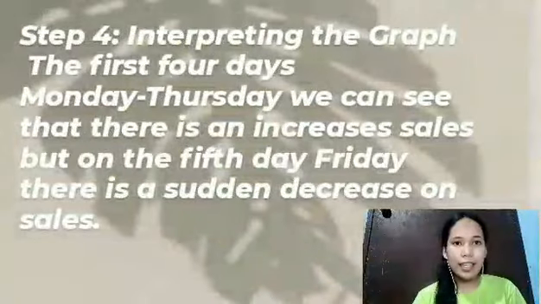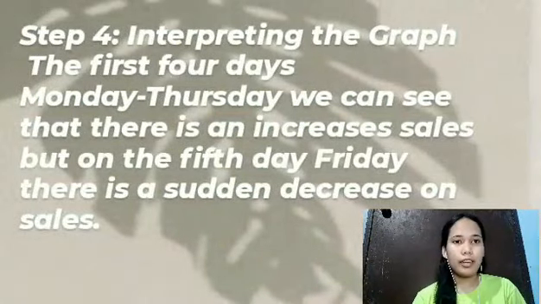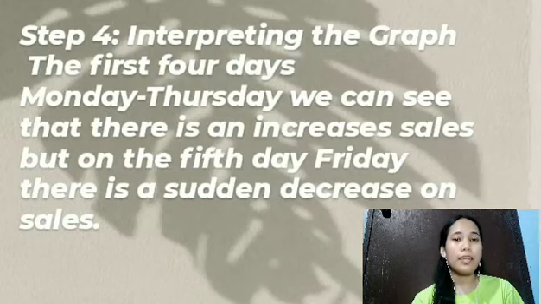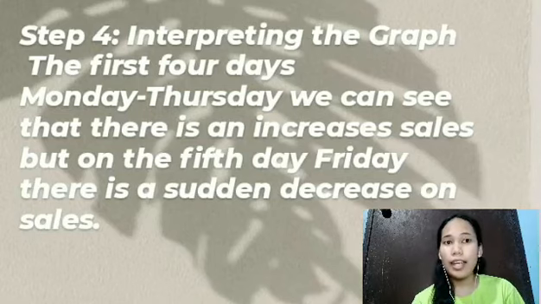So lastly, interpreting the graph. As you can see here, we have completed the broken line graph so that we can begin to interpret the information it provides. The most helpful aspect of the graph is that it clearly highlights the biggest potential issue.